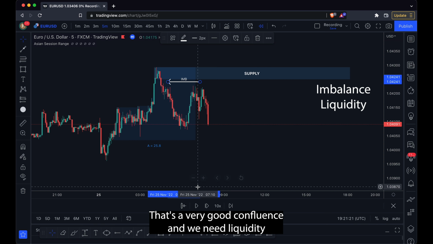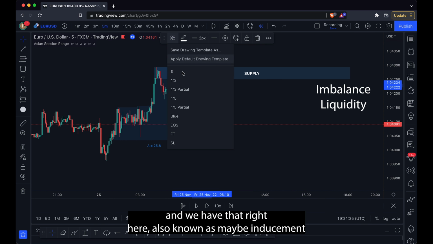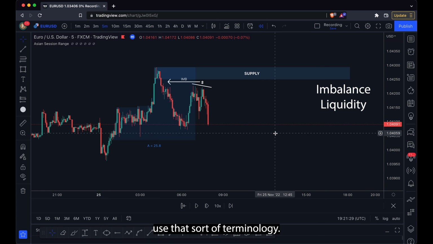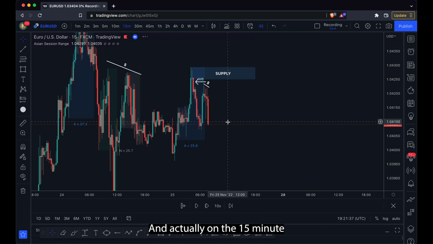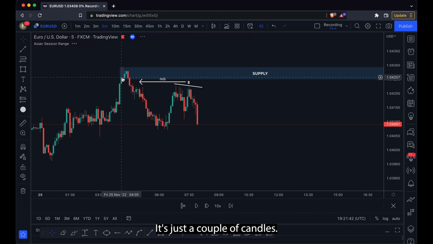And we need liquidity, and we have that right here, also known as maybe inducement if you use that sort of terminology. So now we have imbalance and liquidity present before our supply zone, and actually on the 15-minute time frame our supply zone looks a lot cleaner. On the 5-minute it's just a couple of candles.